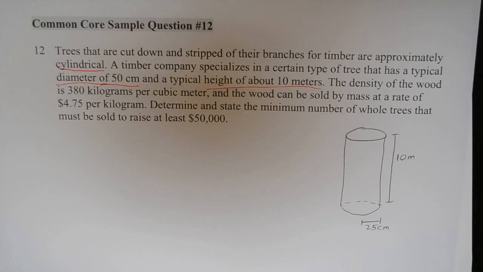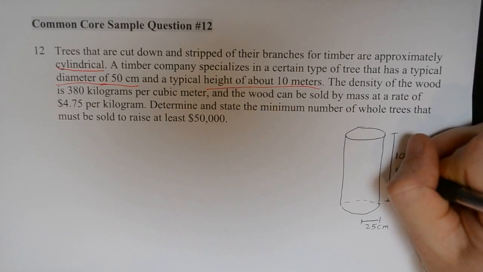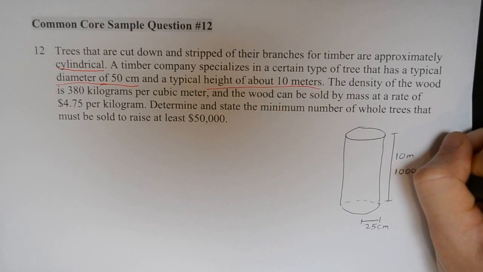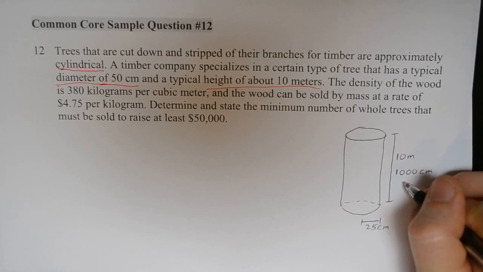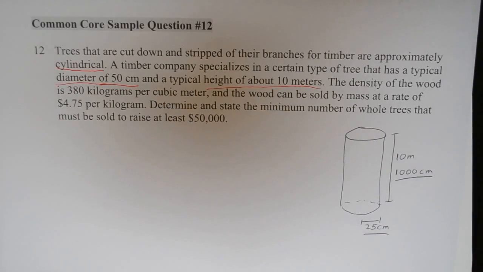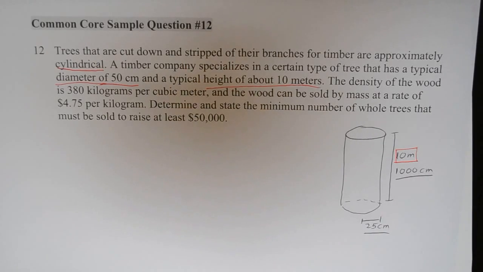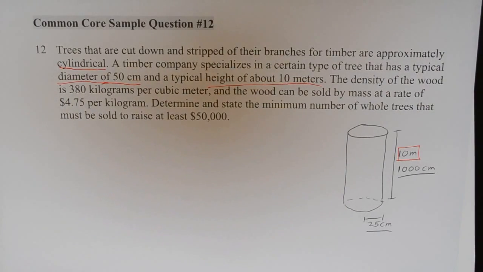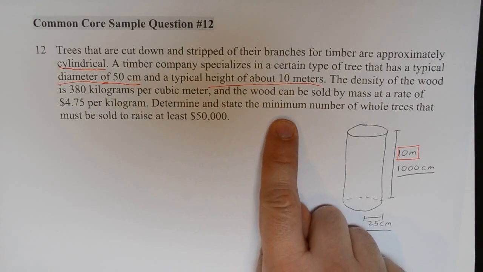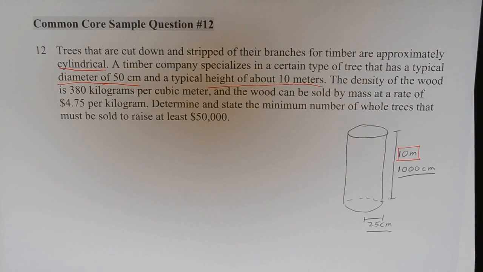So if I've got 10 meters, that's 10 times 100 centimeters, right? So 10 times 100 centimeters, 1,000 centimeters, right? And that's the number we got to work with since we're in centimeters down here. So I'll just kind of like put a little red box around that one so I don't accidentally use that. All right, let's go back to the problem here. We're still decoding. The density of the wood is 380 kilograms. So they're asking me to figure out the minimum number of whole trees that must be sold to raise at least $50,000. Well, that begs a question.